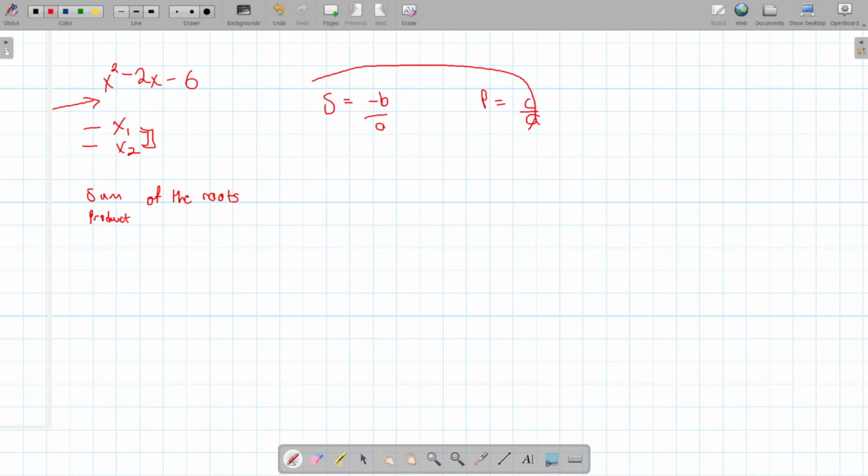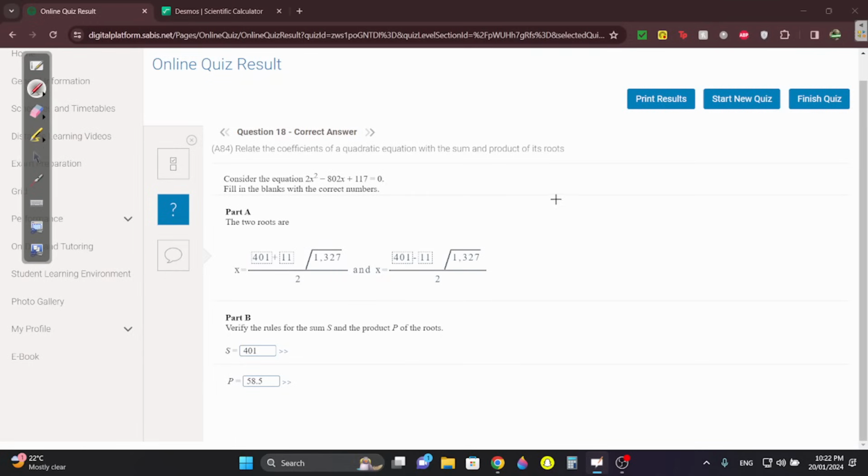That's it. So if I tell you that the sum is minus b over a and the product is c over a, here when they say s, they mean sum, and when they say p, they mean product. So when they say s, what is the sum? You do minus b over a, so minus b, which is minus 802, over a, which is 2. You get 401, and the product c over a would be 117 over 2. You get 58.5.